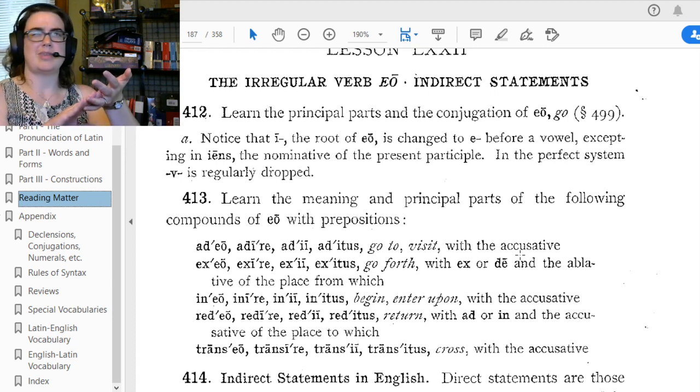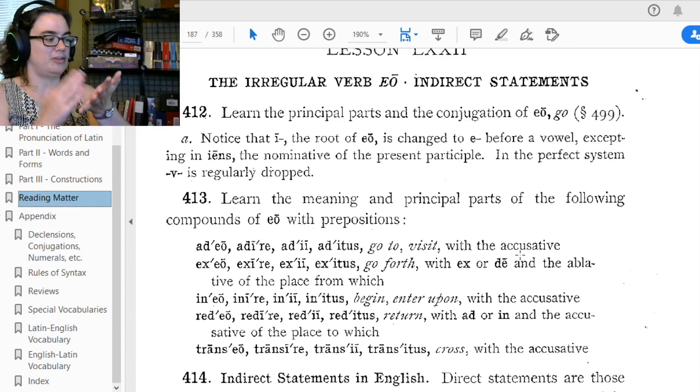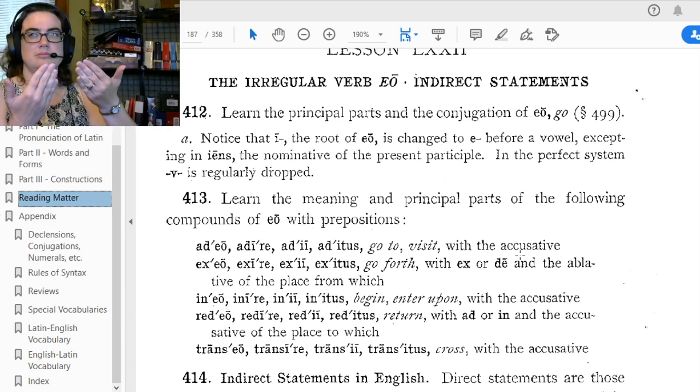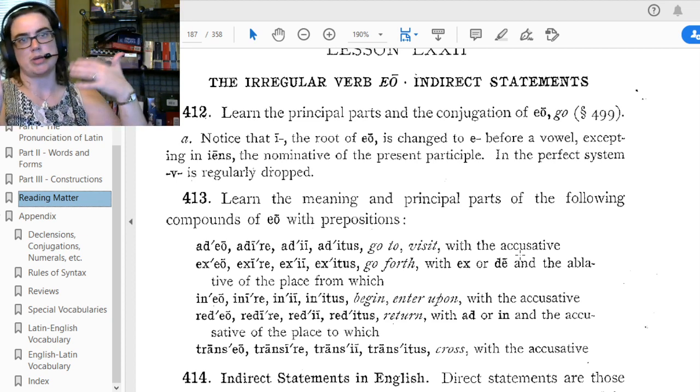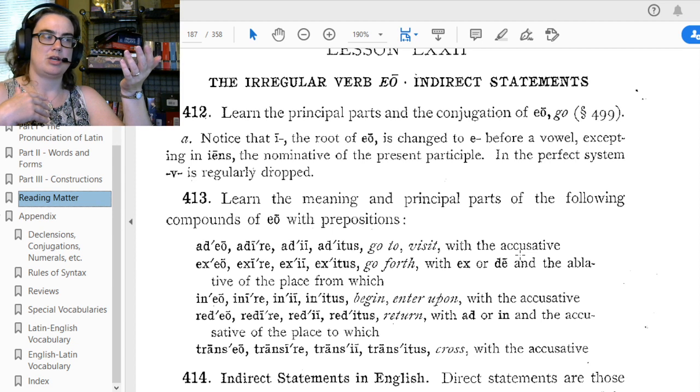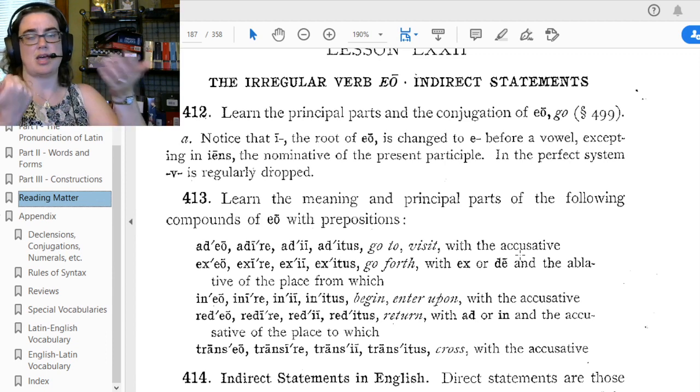So I'm going to review them myself, and you should go to 499 and also review the forms. There's nothing too difficult compared to any other irregular verb. It's just sometimes it's an I, sometimes it's an E. So in the present, it's eo, is, it, imus, istis, eunt.